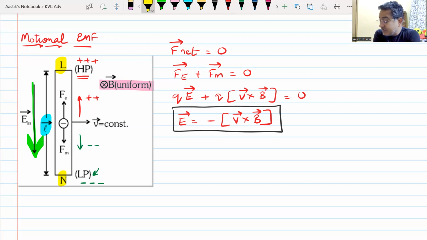And this point L will be at a higher potential, and this point N will be at a lower potential. The small potential difference between any 2 points dV will be given by minus E dot dl. Yes or no? Yes, sir. From there, you can find out the potential difference between the points L and N. The potential difference between the points L and N. Which point will be at a higher potential? Which point will be at a lower potential?